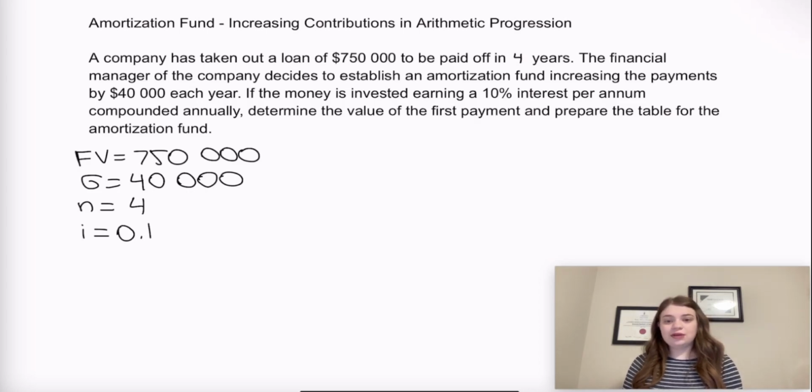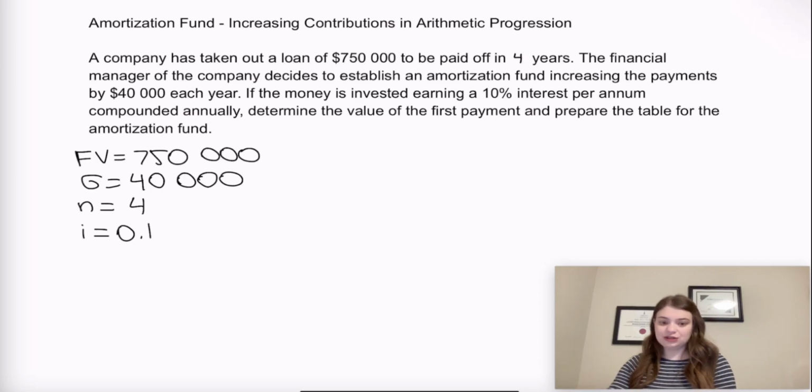The one thing that we don't have that would be really nice to have for making our amortization table is, well, what's our first payment? Or really any of the payments would work, because if we knew any one of the payments, we could just add 40,000 or subtract 40,000 however many times we needed to in order to find all the other payments. So I'm going to be using the formula for the future value of an arithmetic gradient in order to find the first payment.